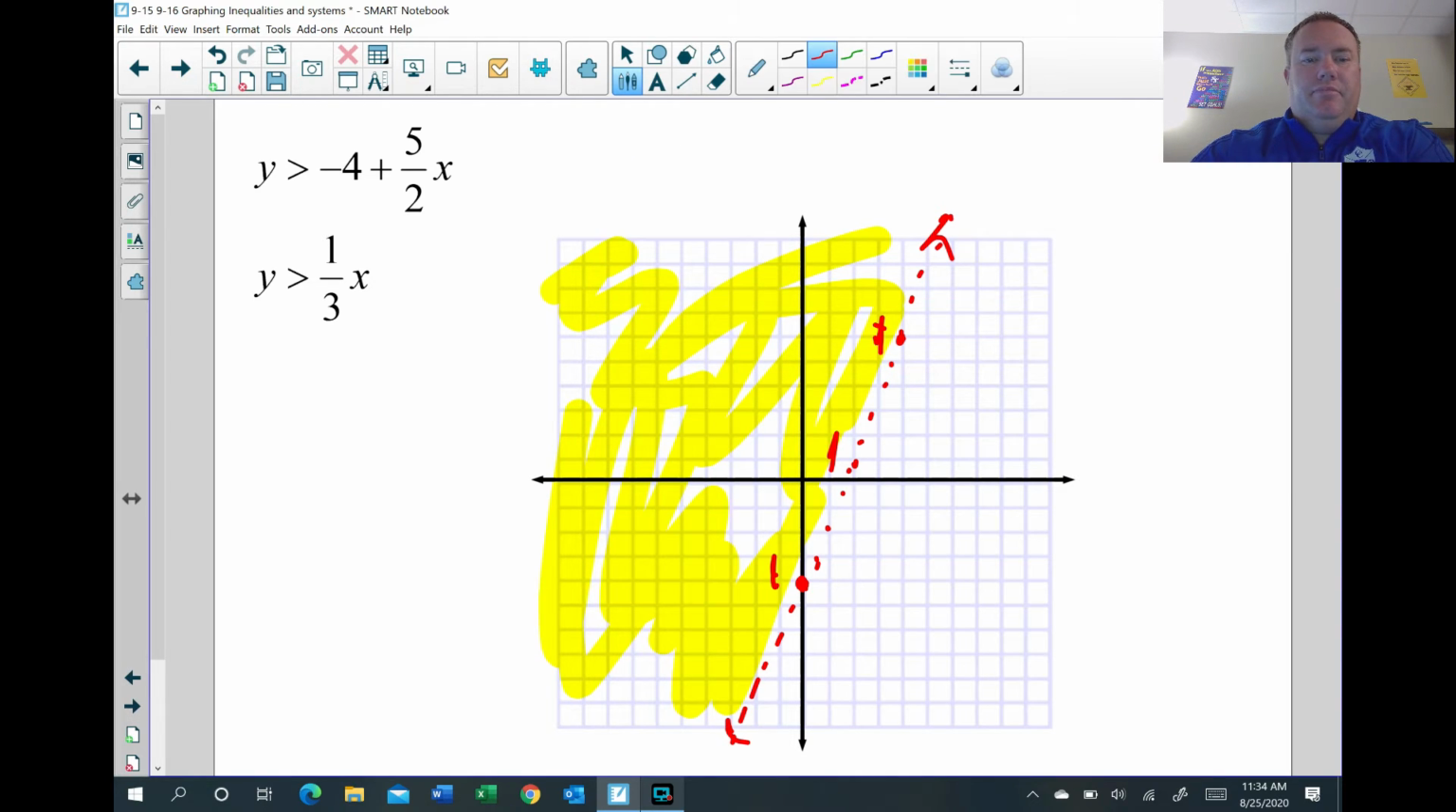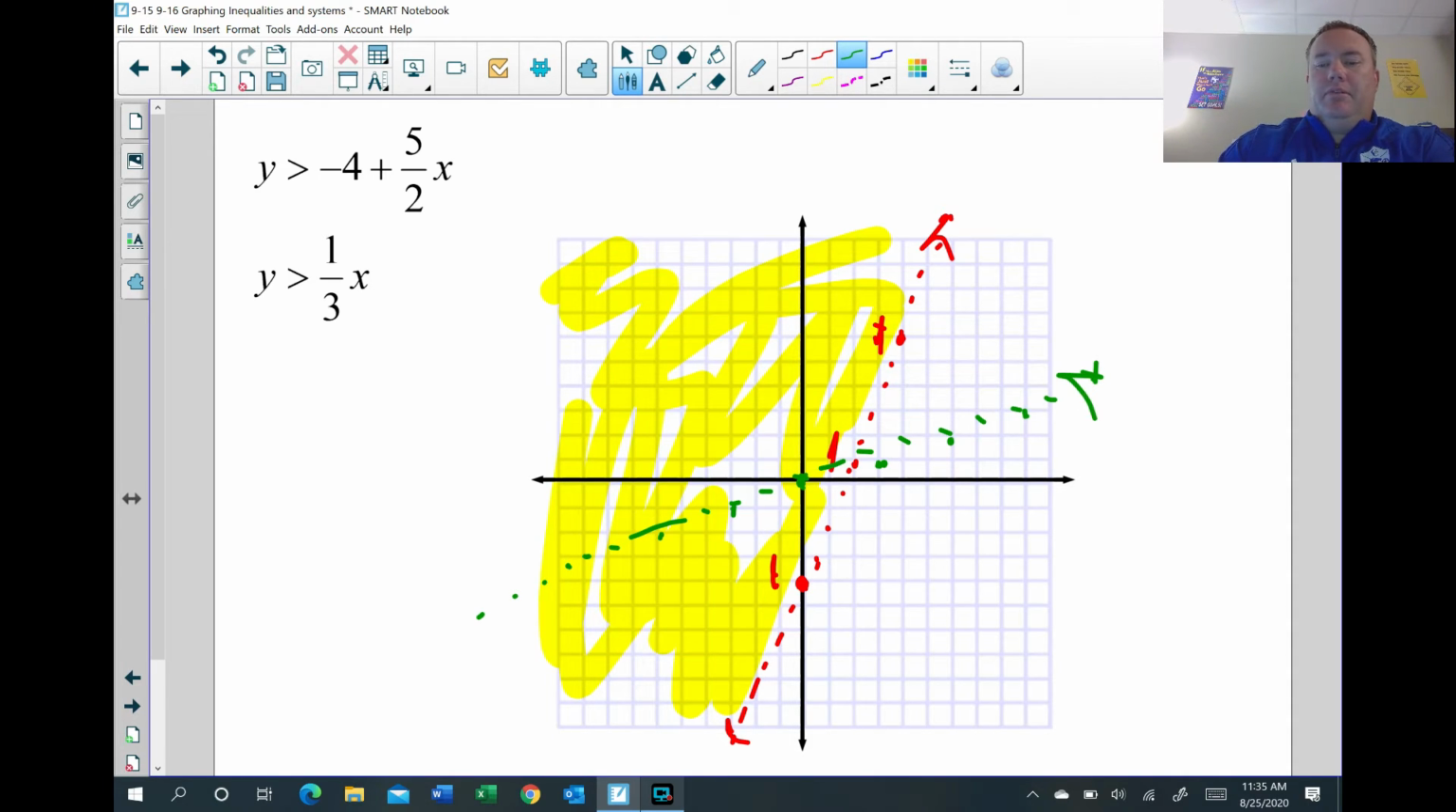Alright. Next. y is greater than 1/3 x. Well, there's nothing added on, so your y-intercept is at 0. Slope of 1/3 means up 1 to the right 3. And again, if you want to draw more lines, go down 1 to the left 3, which will give you more points. Again, it's going to be dotted.